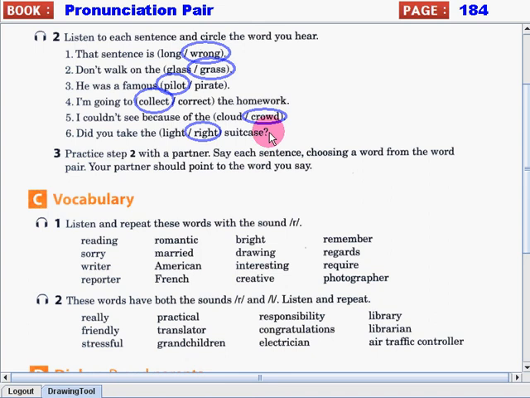Well done! Now guys, it's your turn to practice step 2 with a partner. Say each sentence by choosing a word from the word pair. Then your partner should point to the word that you will say.